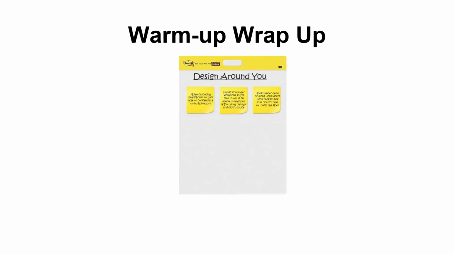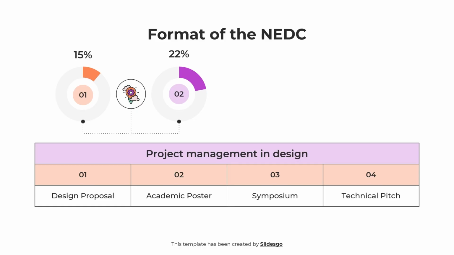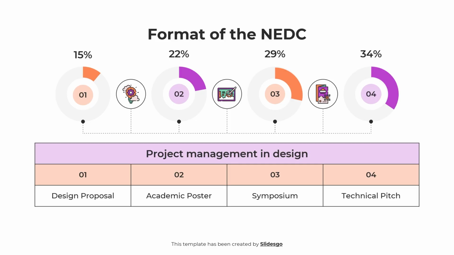Let's talk a little about the format of the NEDC. The NEDC consists of 4 parts. The design proposal, which is roughly worth 15% of the overall scoring. The academic poster, which is roughly worth 22% of the overall score. Symposium, which is worth 29% of the overall score. And the technical pitch, which is worth 34% of the overall score.